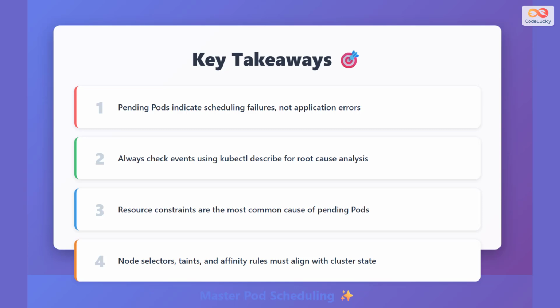Third, resource constraints are the most common cause of pending pods, so monitoring cluster capacity and implementing autoscaling is crucial. Fourth, node selectors, taints, and affinity rules must align with your actual cluster state. Mismatches in these configurations are frequent sources of scheduling problems. Master these concepts, and you'll be able to quickly diagnose and resolve pod scheduling issues in any Kubernetes environment.